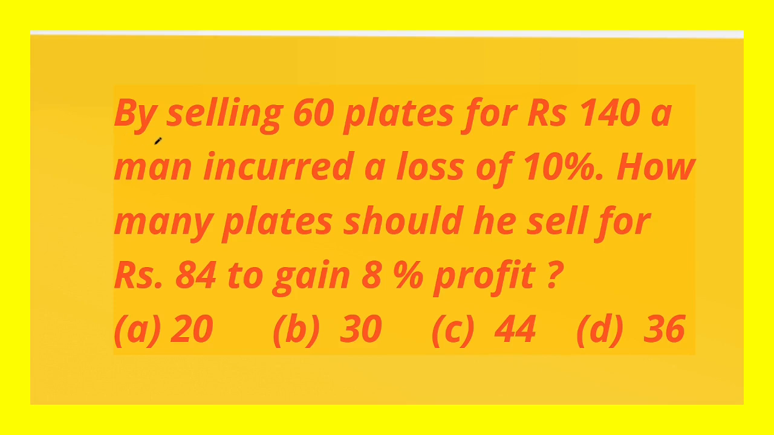Our question is, by selling 60 plates for rupees 140, a man incurred a loss of 10%. How many plates should he sell for rupees 84 to gain 8% profit? The given options are option A 20, option B 30, option C 44 and option D 36.